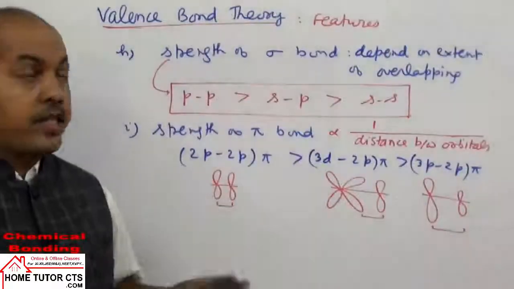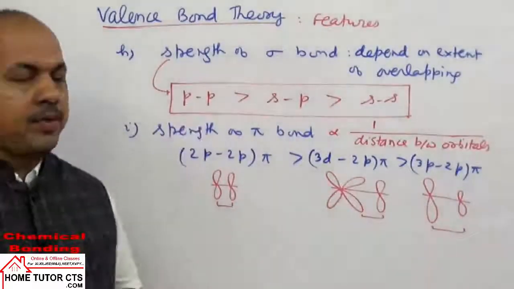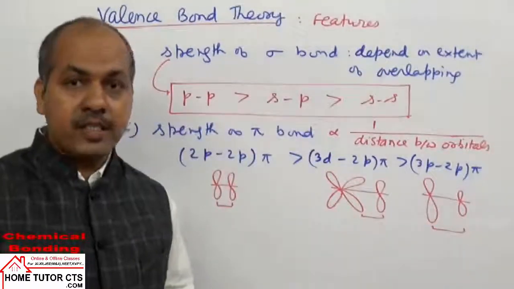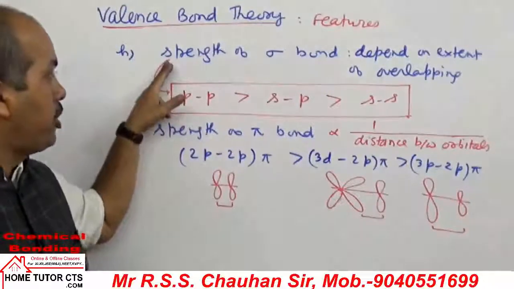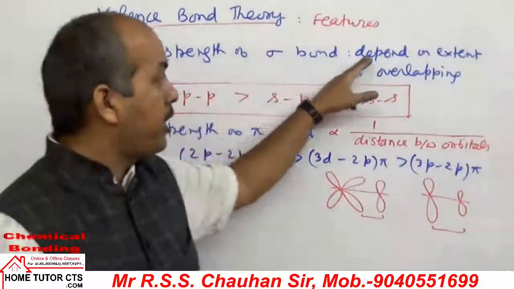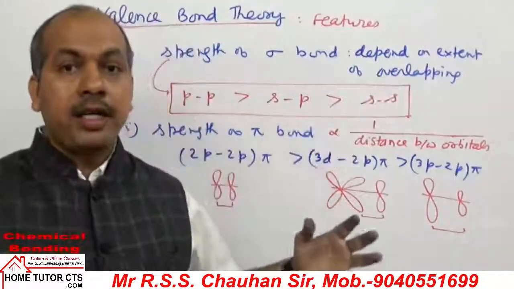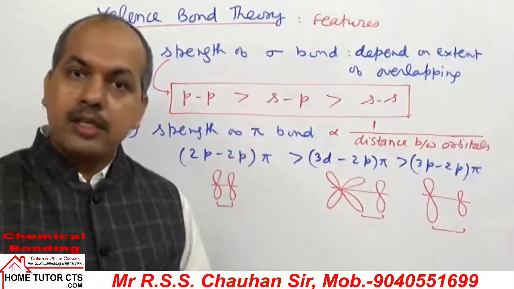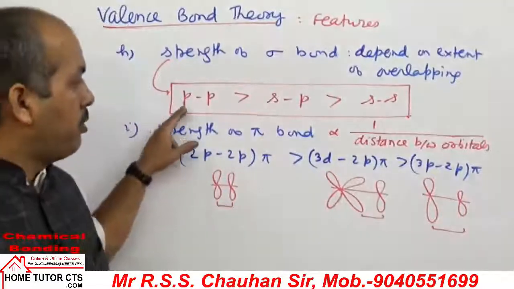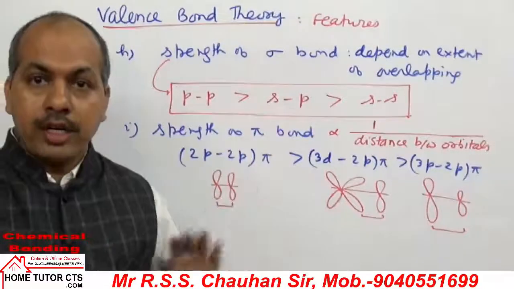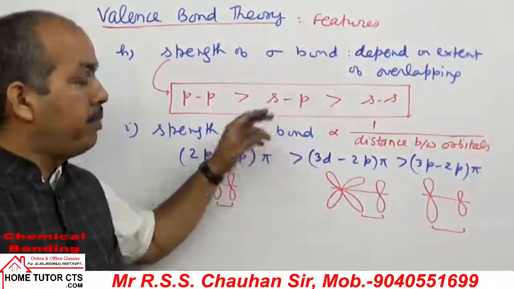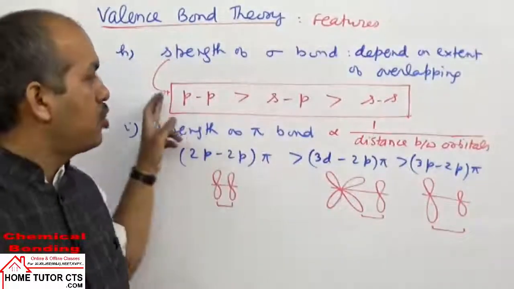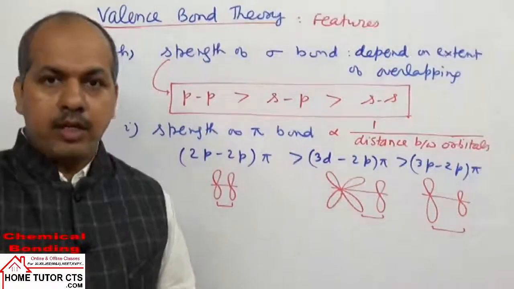Now if you take the strength of sigma and pi bonding, the strength of sigma bond depends directly on the extent of overlapping. If the overlapping extent is more, they form stronger sigma bonds. This one to remember: pp will form stronger sigma bond, then sp and then ss. You commonly get this question in the exam on the strength of sigma bonding.